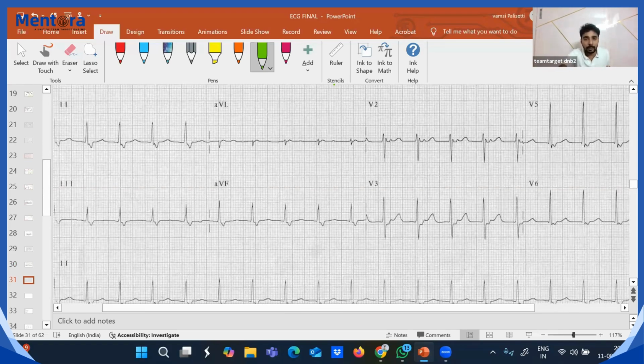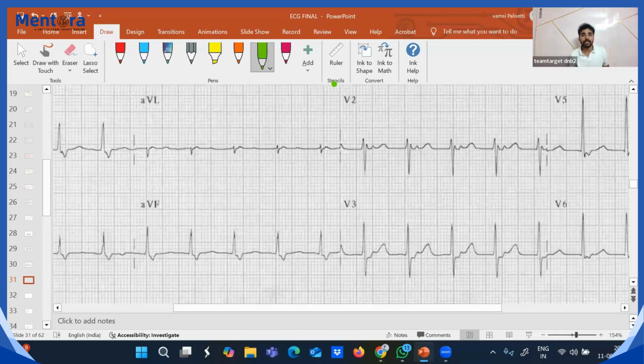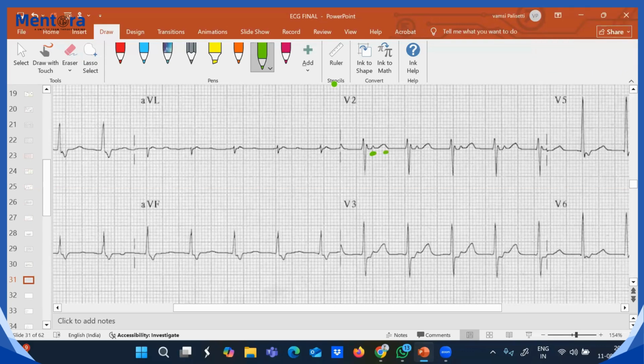If you see lead V2 again, this is your QRS complex, this is your P wave, this is your T wave. RPT. In every lead also, this is your QRS complex, then comes the P wave, then comes the T wave. That is fast slow AVNRT. Very important.